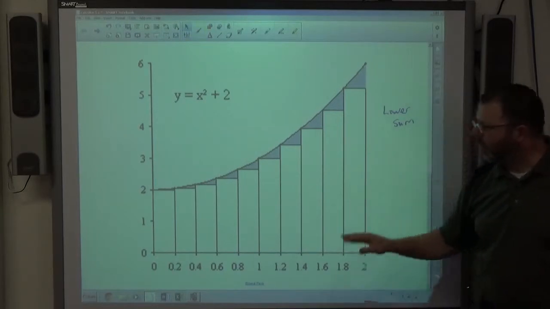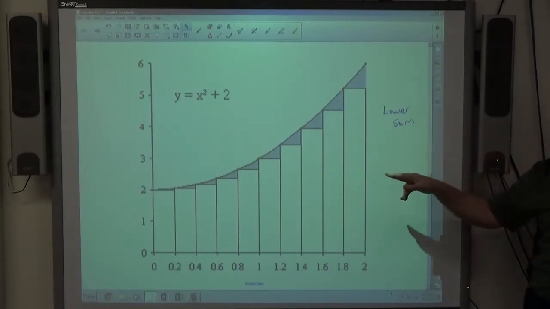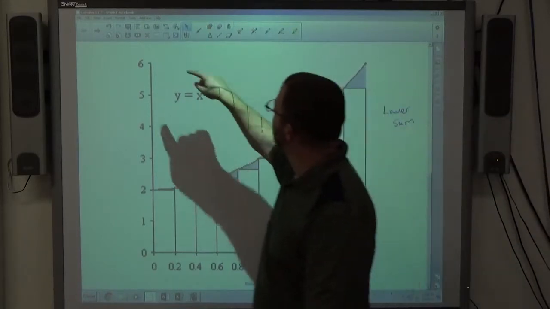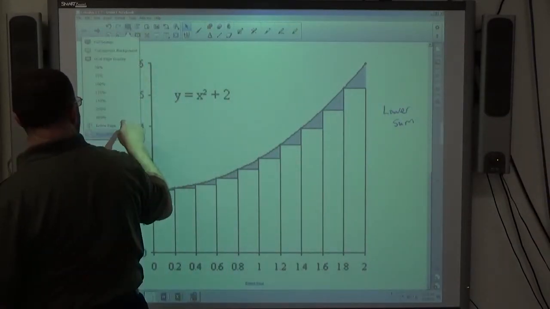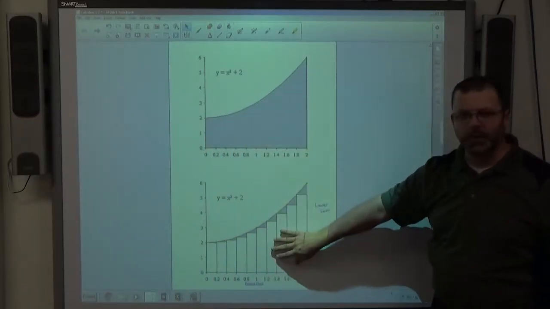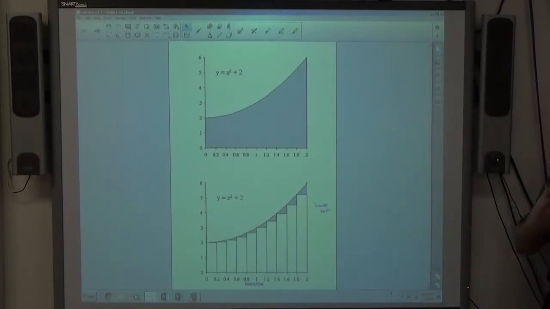Okay, so what we have here is a bunch of rectangles that, if I add up all the area of all the rectangles, it will be less than the area of the shaded portion above, right? If we just take a look at that shaded portion above, look at them both together. This area is more than the rectangle's area, right? And that's what a lower sum is. It's an underestimate of the area underneath the curve using rectangles to estimate it.